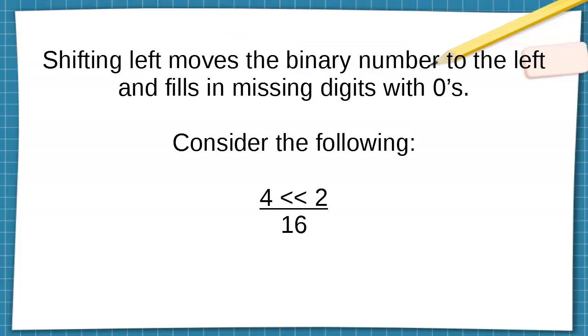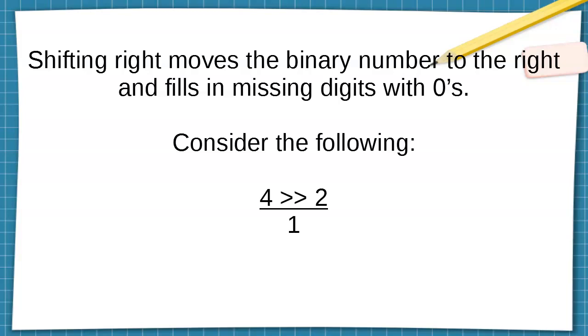Shifting to the left moves the binary number to the left a certain number of digits and fills the missing digits with zeros. So if you consider the following, which is 4 shifted 2 spaces to the left. You're thinking of a 4 as 1, 0, 0, and you're shifting it to the left 2 spaces. You have to add 2 more zeros, right? So it becomes a 1 followed by 4 zeros as opposed to 1 followed by 2 zeros, which becomes 16.